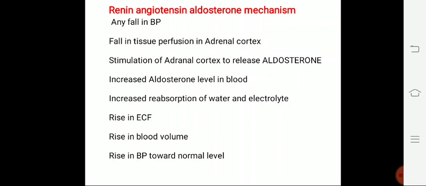So the aldosterone, the hormone, is secreted by the adrenal cortex when the perfusion in the adrenal cortex is less. And this aldosterone increases the absorption of water and electrolyte, and then there is a rise in extracellular fluid volume and the blood volume, and blood pressure comes toward the normal level.